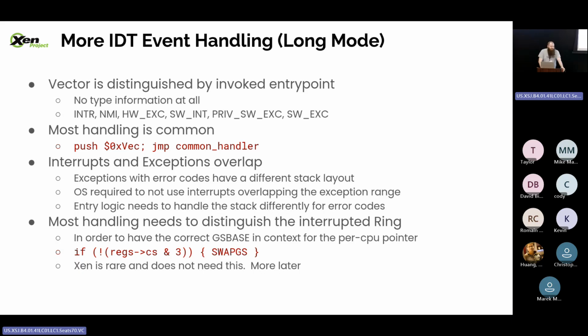So some exceptions in the range 15 through 31 overlap with interrupts in that particular range. And those that have an error code have a different layout on the stack. It's one word different on the stack.